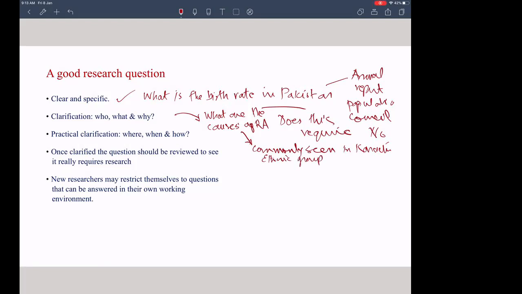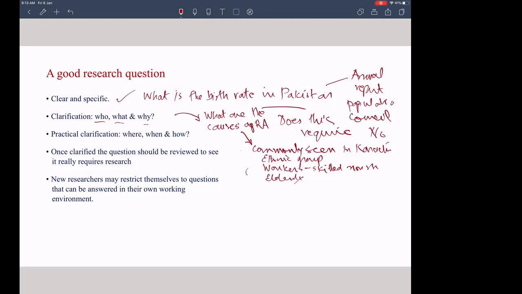It is common among some special type of workers, maybe skilled, non-skilled. It is common in elderlies. So all sort of things will come up, and then you will try to answer who is affected, which one of this group, what, rheumatoid arthritis, why. This is what you want to look for.